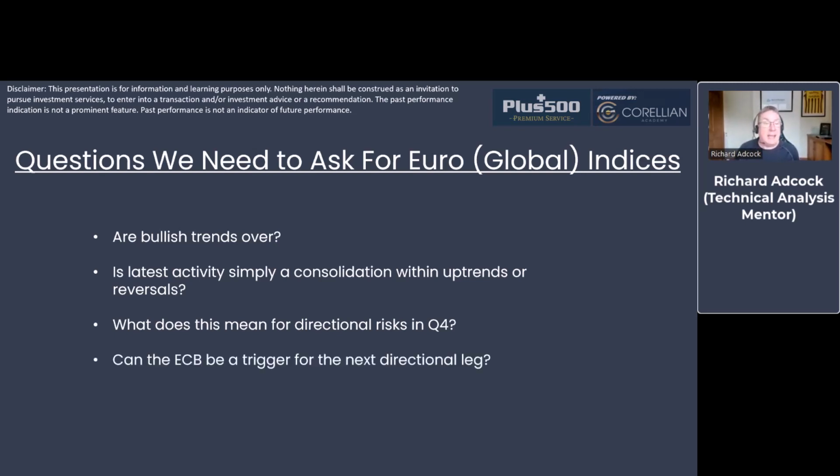And can the ECB trigger the next significant directional leg? Well, that is obviously a potential, and there may or maybe not be a surprise coming up with the announcement. But the reaction to that announcement is going to be very important for the next trend, be it to the up or to the downside, and how we actually perform into Q4 and beyond.